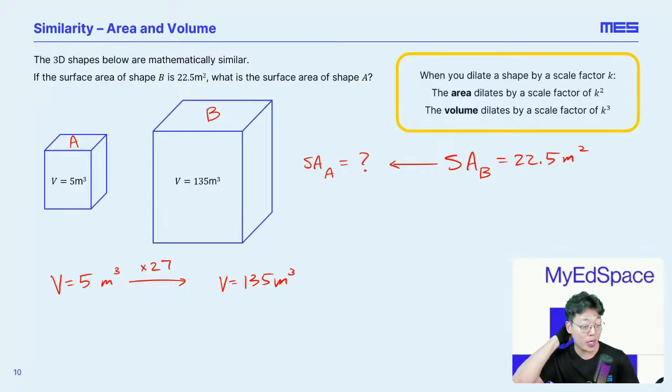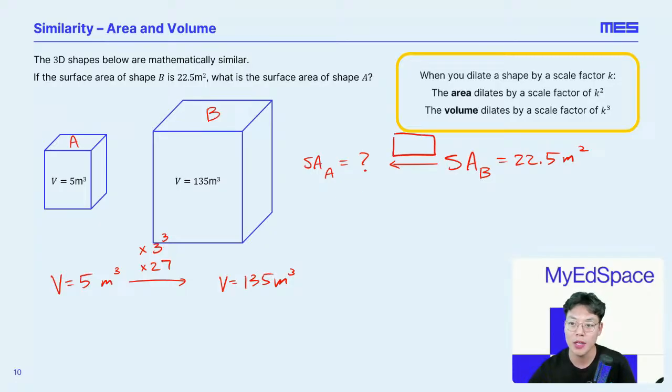What's another way to write 27 since we know we're working with volumes? 27 is a cubic number, right? 27 can be written as some number cubed, and that number is 3. 3 cubed is the same as 27. So how does that help us with solving for the surface area of shape A? Great, Chiang. I see you got 27. Awesome. How does that help us with this relationship right here?